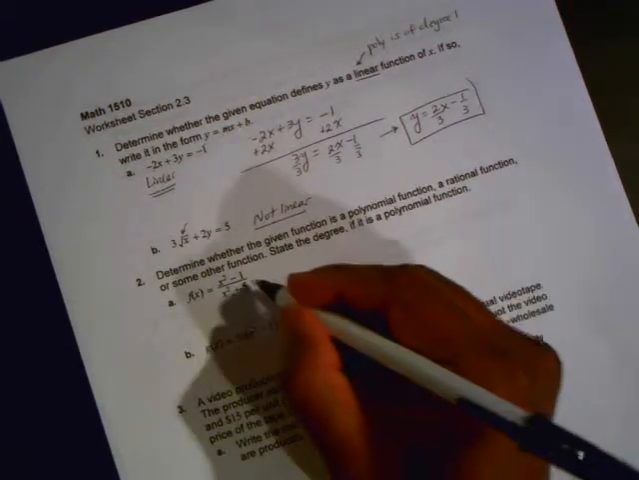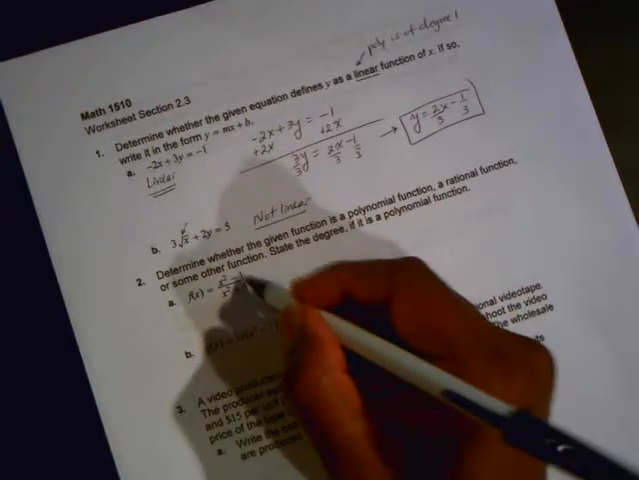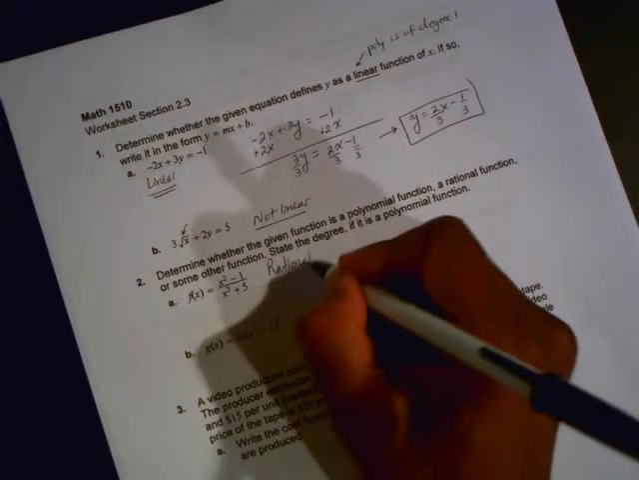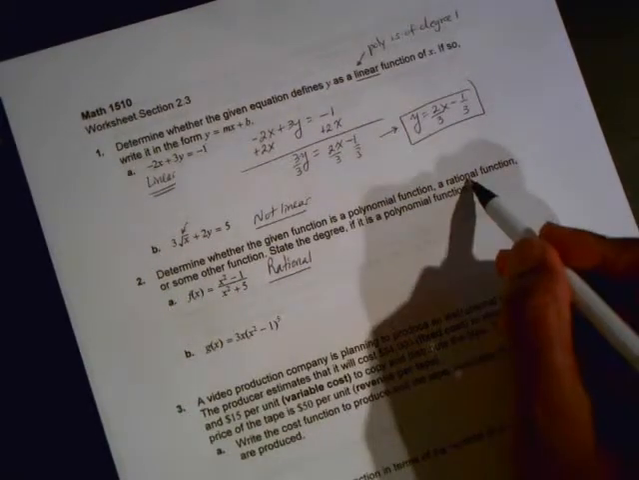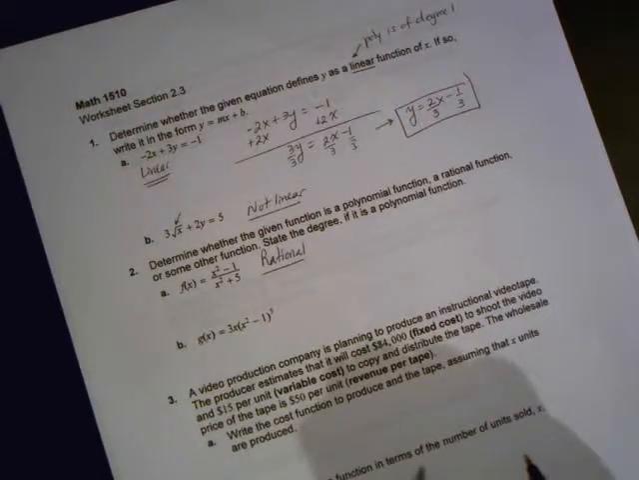So the first one, it's not polynomial since you have x at the bottom. It's a ratio of two polynomials, which makes it rational. So since it's rational, we stop, because only if it's a polynomial can we do the degree part of it.